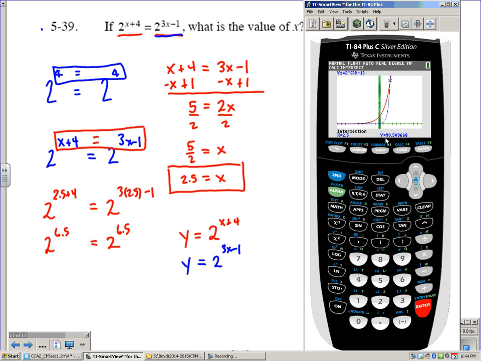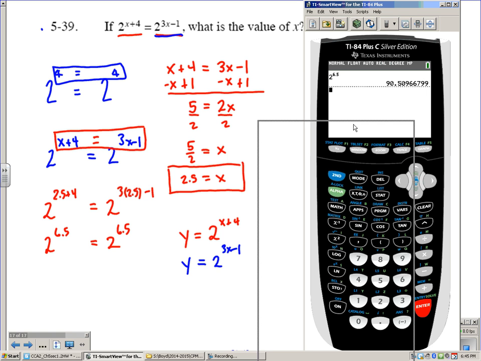And then the y value, 90.509668, wonder what that is. Well, I bet if we took 2 to the power of 6.5, it should be somewhere around there. Let's double check and see. 2 to the power of 6.5. And you see that's where we get our 90.50966, and so on.